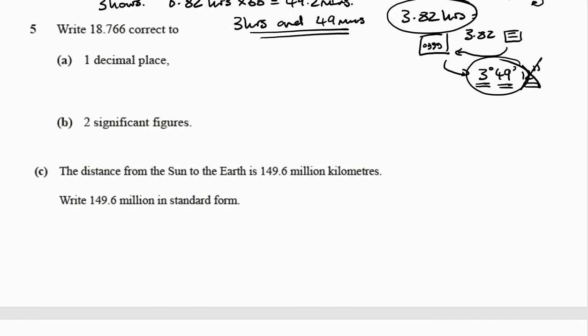I'm asked now to write 18.766 correct to 1 decimal place. Very straightforward. This is 18.8. The 6 after the 7 rounds it up. To 2 significant figures, the decimal point doesn't matter at all. The first 2 significant figures are the 1 and the 8. And now I'm looking at the 7, which will round the 8 up to a 9, so to 2 significant figures, it's 19.